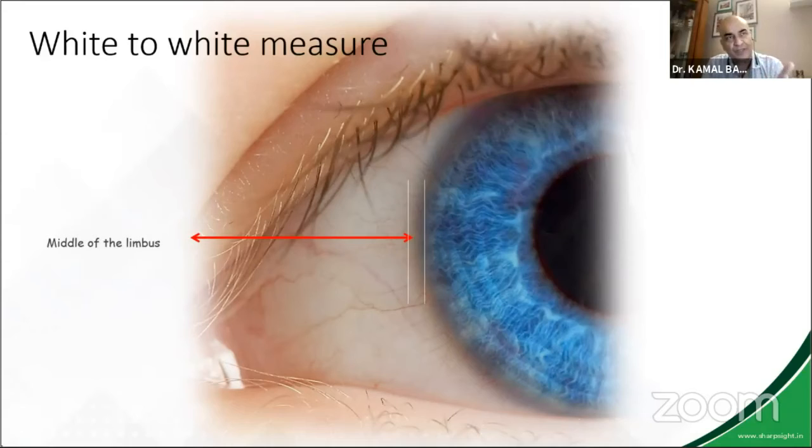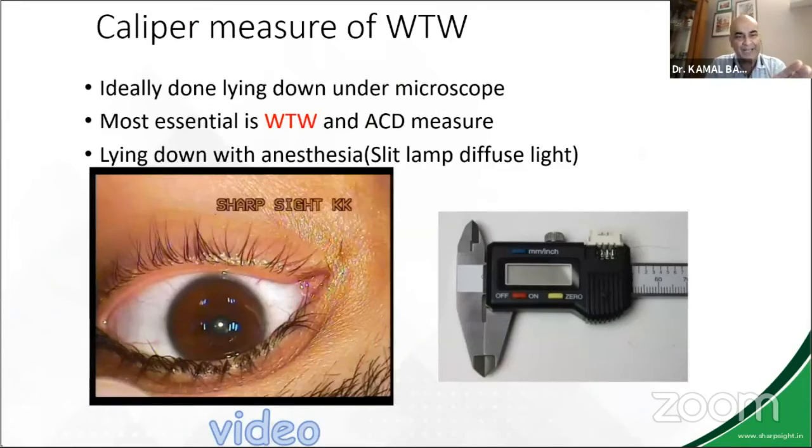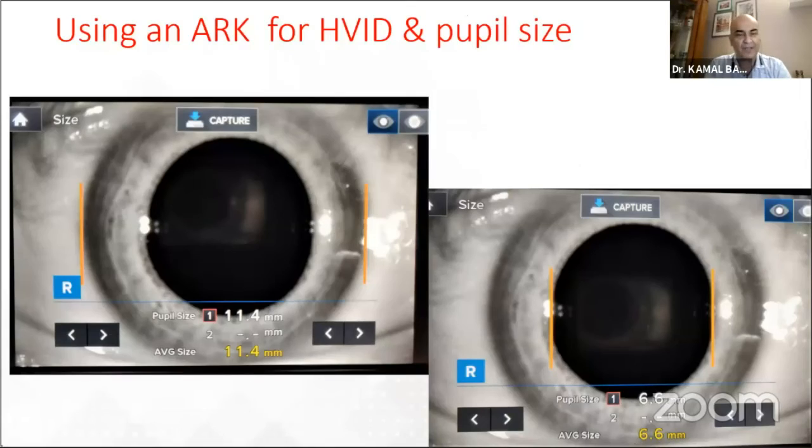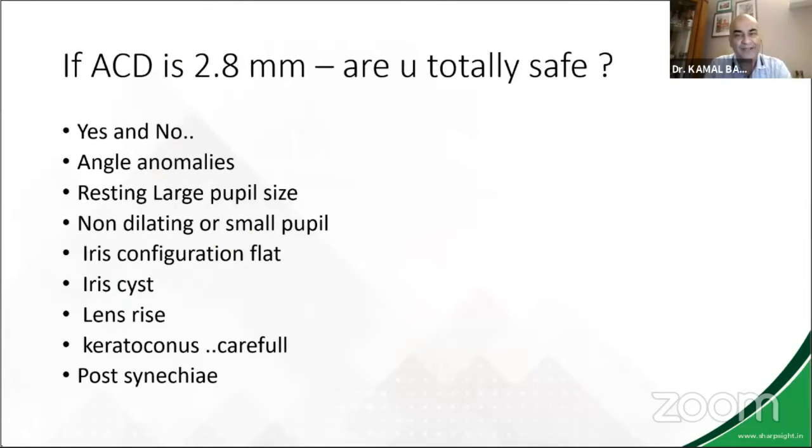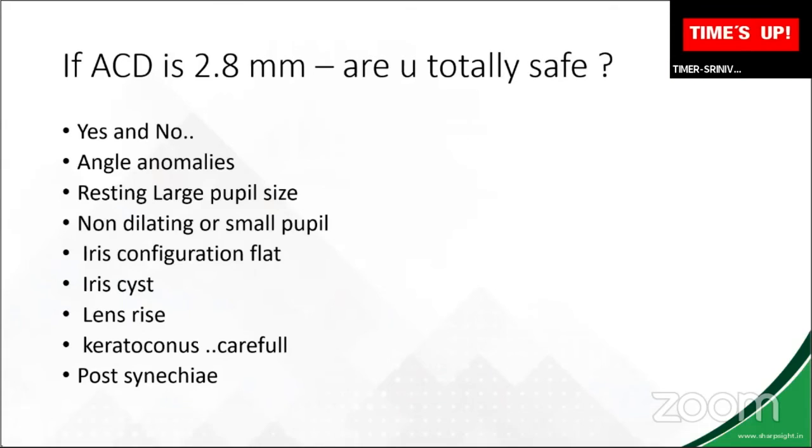If you use a vernier caliper, use the mid-limbal line. You can use this digital caliper marker. We have also standardized autorefractokeratometers in most of my clinics, and the nomograms have been set. In some of my clinics, we are just using an autorefractokeratometer to give a very, very accurate calculation of this particular thing. Now, one final slide is, if your anterior chamber depth is more than 2.8 millimeters, are you safe?